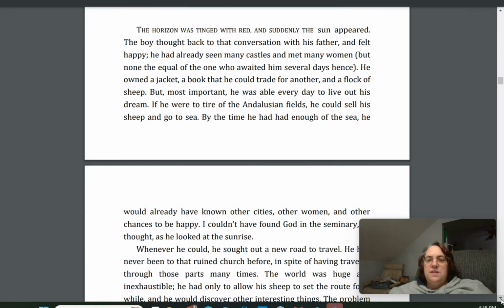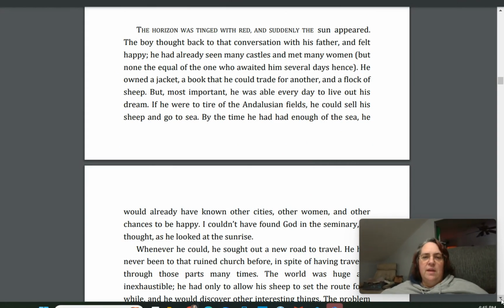The horizon was tinged with red, and suddenly the sun appeared. The boy thought back to that conversation with his father and felt happy. He had already seen many castles and met many women, but none the equal of the one who awaited him several days hence. He owned a jacket, a book that he could trade for another, and a flock of sheep. But most important, he was able every day to live out his dream.